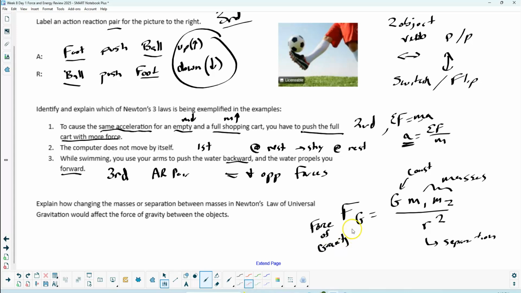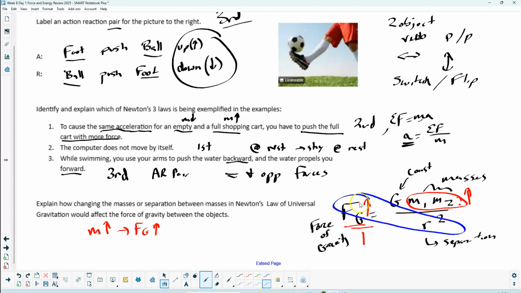Again, I talk often in class about the idea of direct and indirect relationships. If anything in the numerator gets bigger, then the force of gravity would get bigger. So mass increases cause the force of gravity to increase. We did this in the activity as well. In the opposite parts, that's called an indirect relationship.